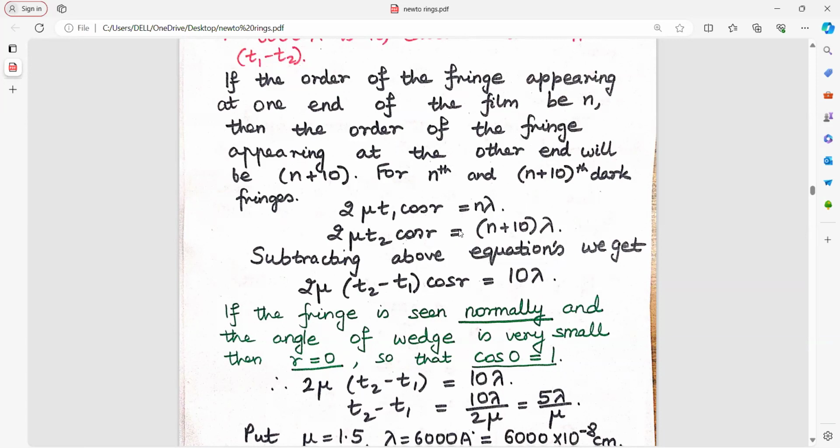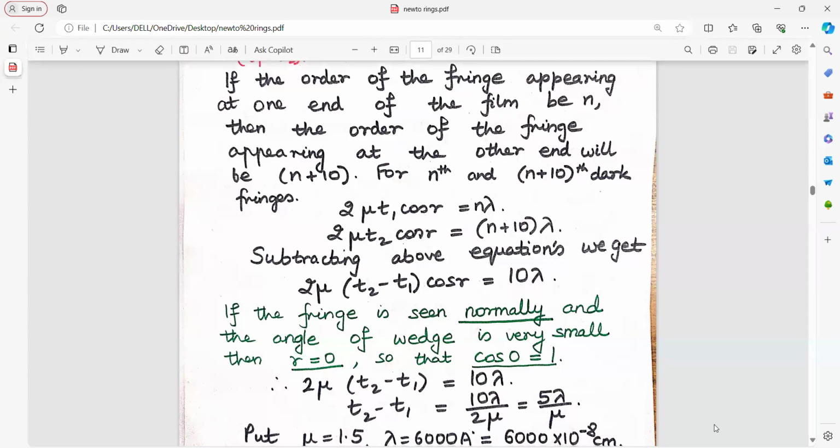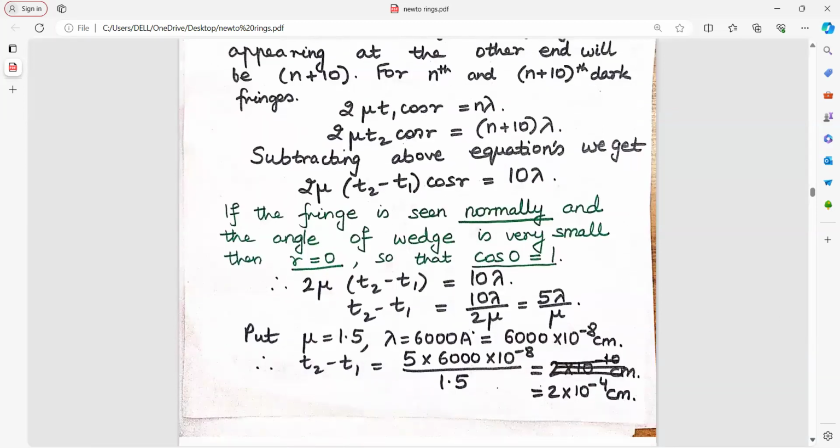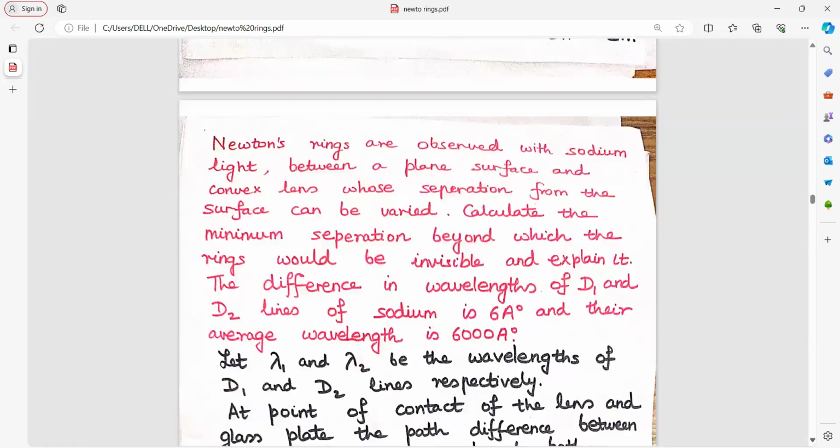Just subtract these two equations so that it becomes simpler. Since the fringes are seen normally, the angle of the wedge is very small, so r is equal to 0 and cos 0 is 1. So this equation reduces to 2 mu into T2 minus T1 is equal to 10 lambda. T2 minus T1 becomes equal to this much. Mu has been given to you as 1.5. Lambda is 6000 angstrom. Change it into centimeters. Put the value and you get the answer.